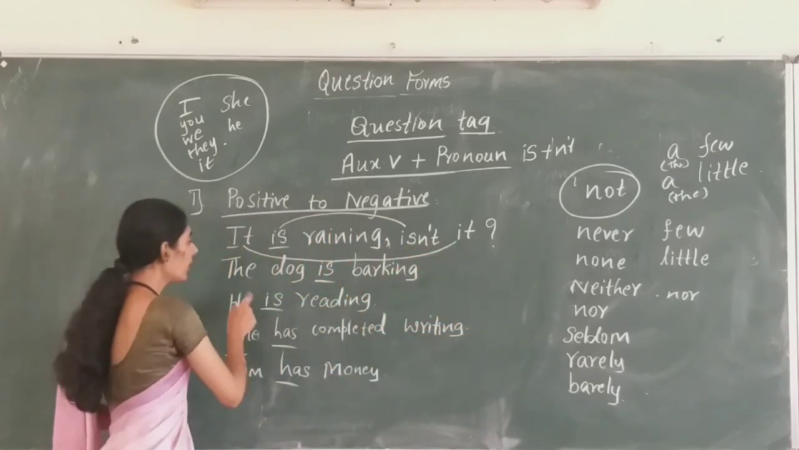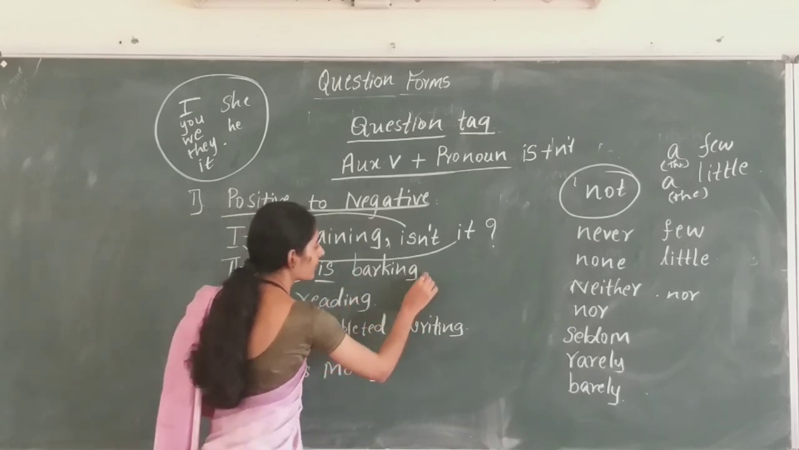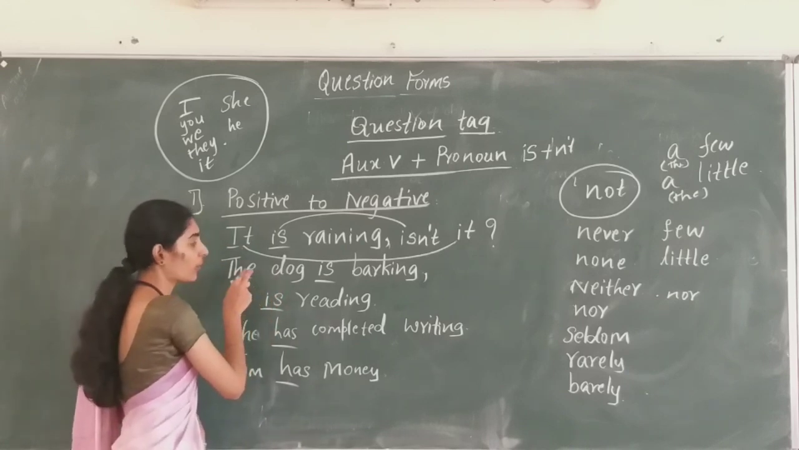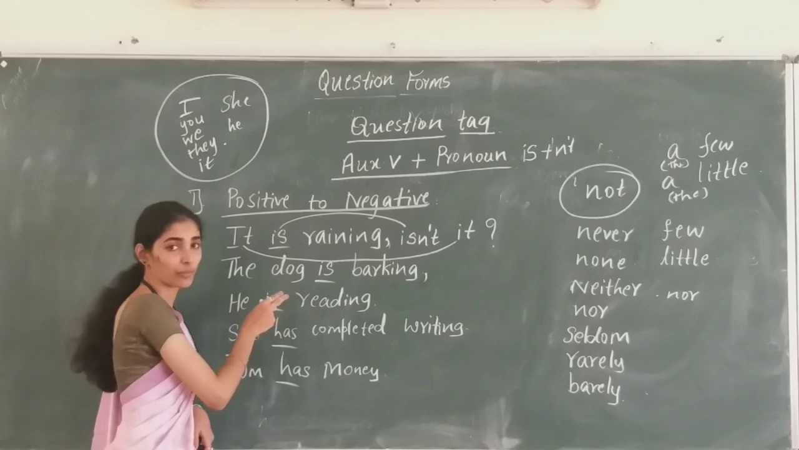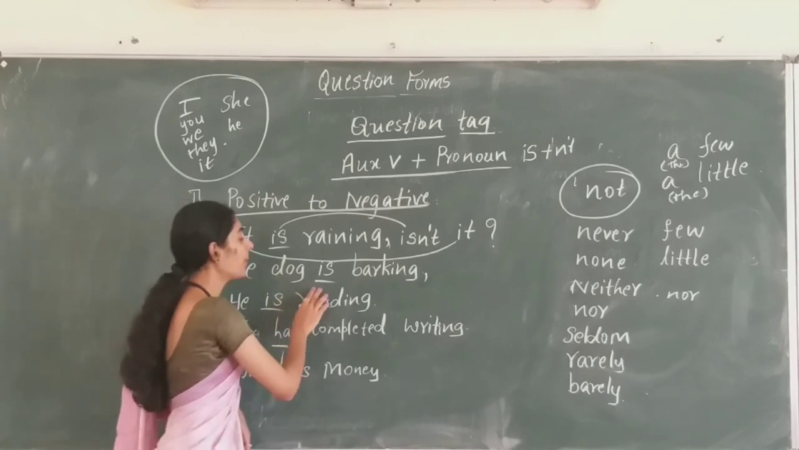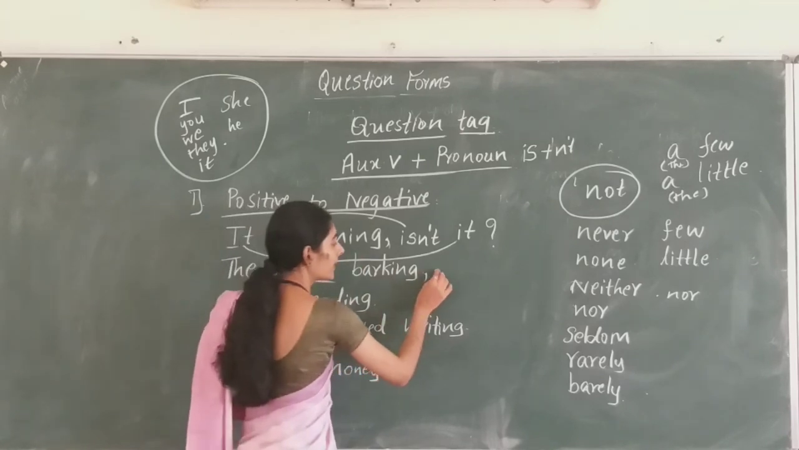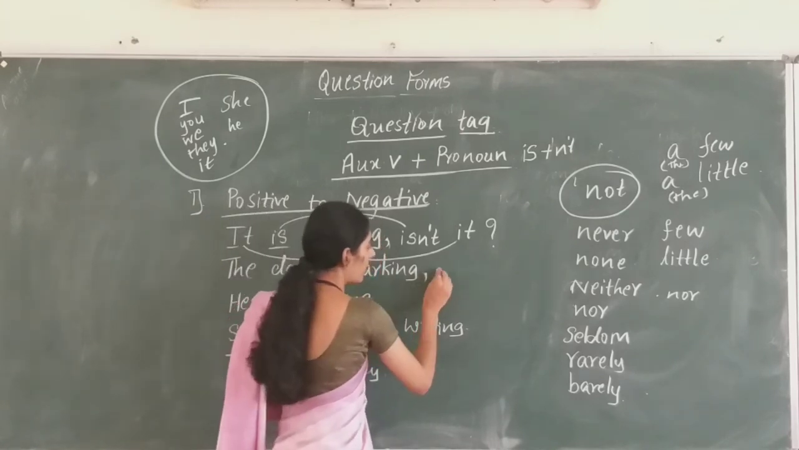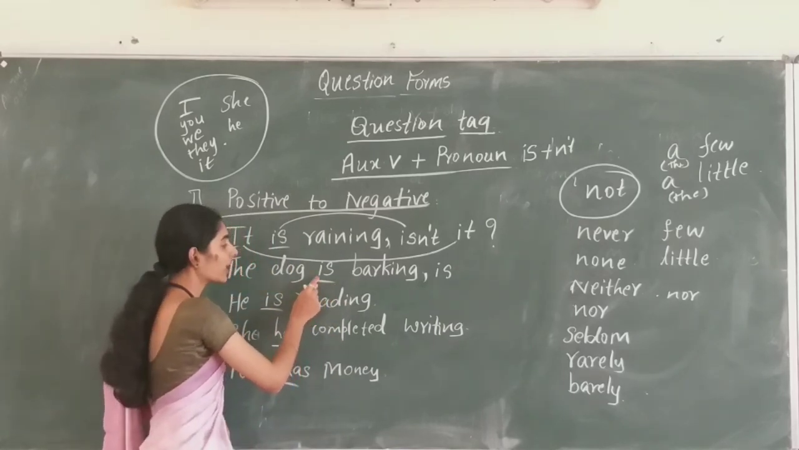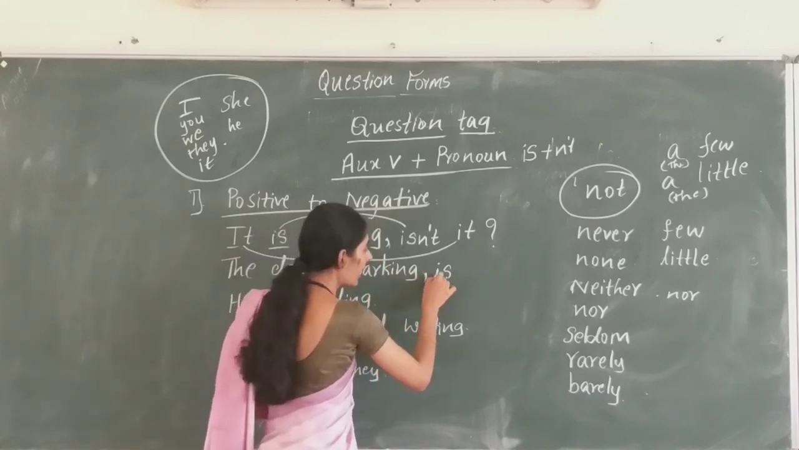Now look at the next question. The dog is barking. When you see the statement in the question paper, you have to make sure whether there is a helping verb or not. That is very important. If there is a helping verb, you write the same helping verb after putting a comma. Here we have the be form helping verb. Write is right after barking. Put comma and then write is.